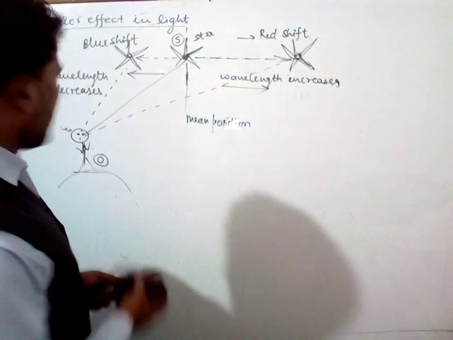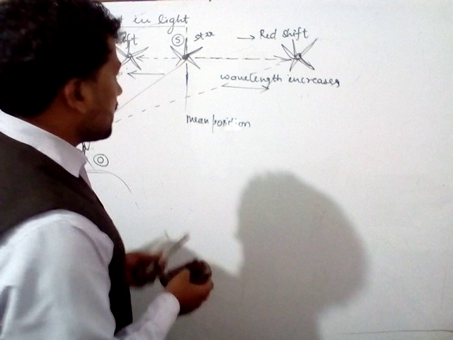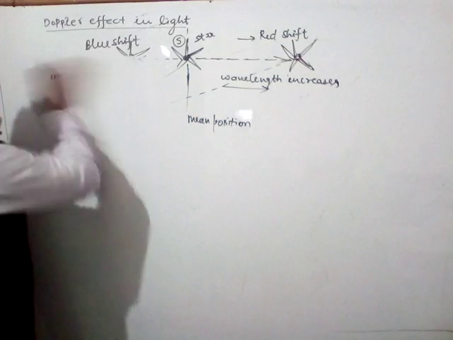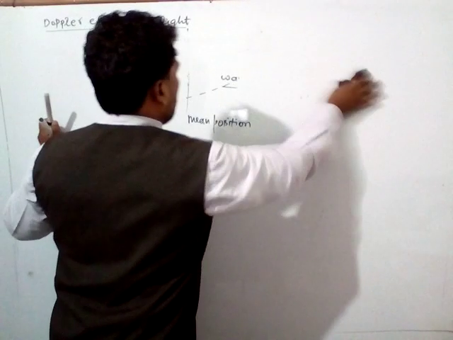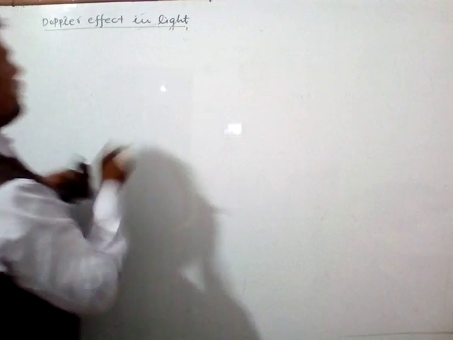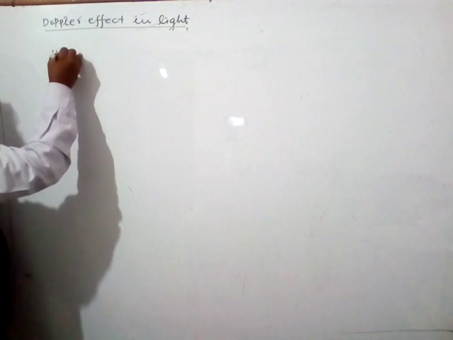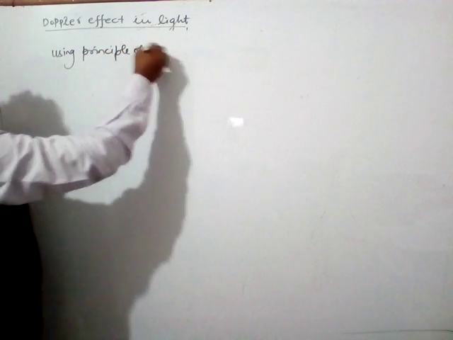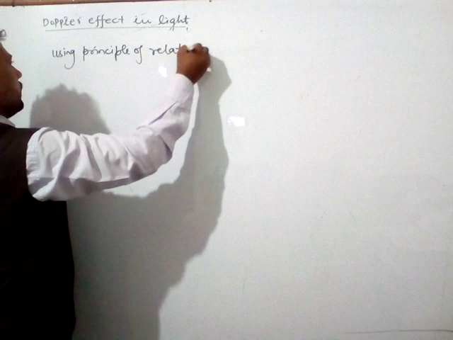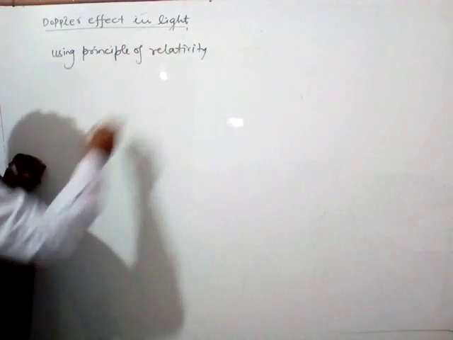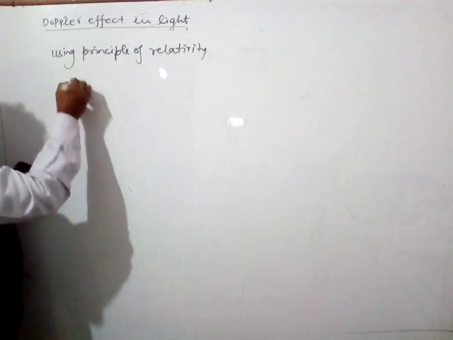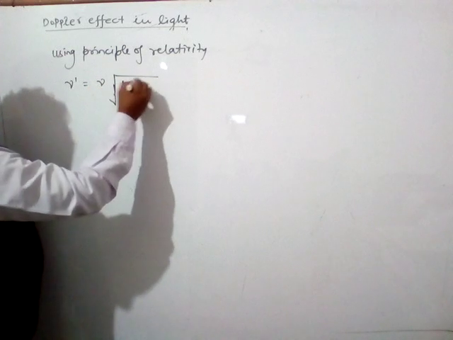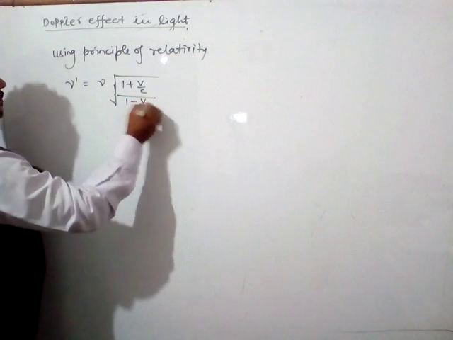Okay, and let me discuss here the Doppler displacement by the principle of relativity. Using the principle of relativity, nu dash equals nu root over (1 plus v by c) upon (1 minus v by c).